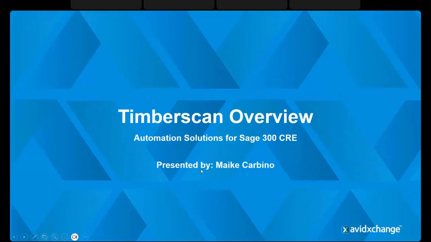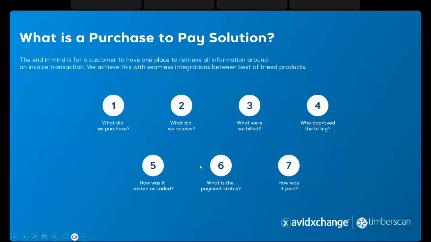Okay, so I just mentioned a moment ago, we're talking about purchase to pay. So the end in mind of purchase to pay is to have one place to retrieve everything. And basically, with that aspect of being able to go to that one central location and be able to see everything, it's also to be able to have that application seamlessly integrated with your application, which is Sage 300 CRE. So the 7 items that we'll be addressing today, and I'll be covering, will be A, what did we purchase? And then what did we receive?